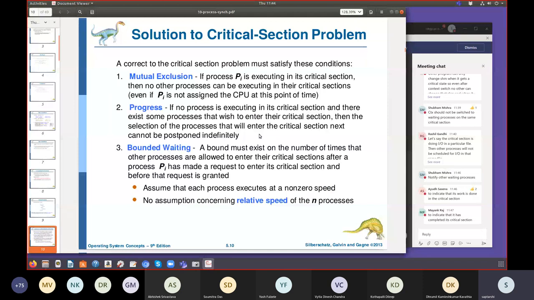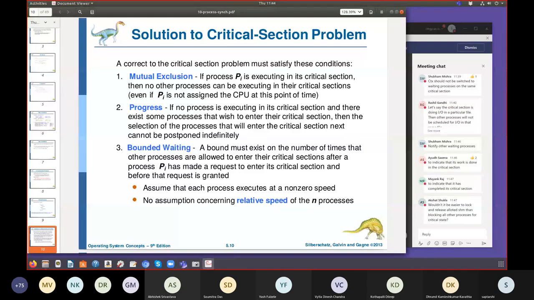Now, there are several different solutions to the critical section problem, among which we will discuss a few. Okay, Akshat has a question: wouldn't it be easier to lock and release allotted shared memory than blocking all other processes for critical state? Okay, so Akshat, maybe you can unmute yourself and clarify. I'm not sure of this question. What do you mean by lock and release allotted shared memory?